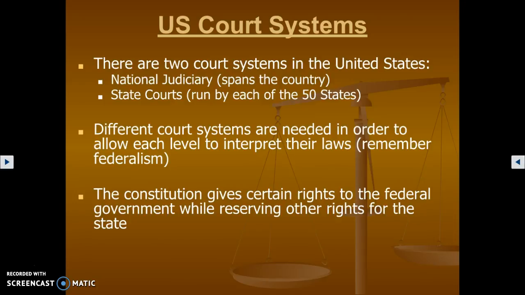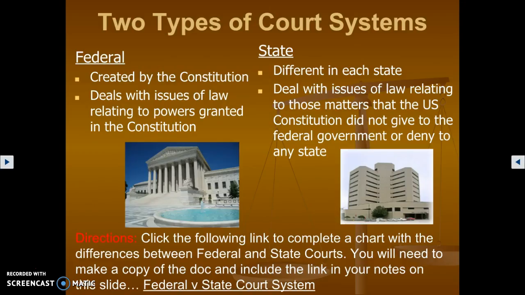The Constitution talks only about federal courts, and then it allows states to create whatever courts they feel are necessary. We're going to spend most of the unit talking about just the federal courts, but it's important to know what ends up in state courts as well. So the first thing I want you to do is take a look at the 2 types of court system. So you'll have the federal court and the state courts.